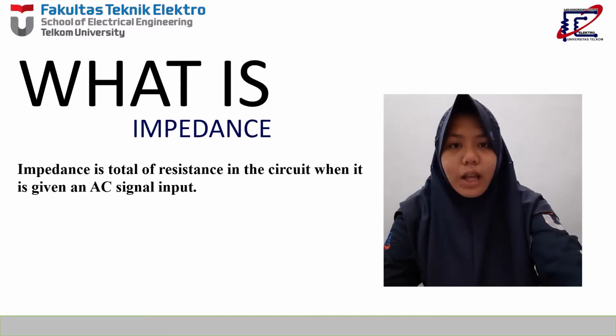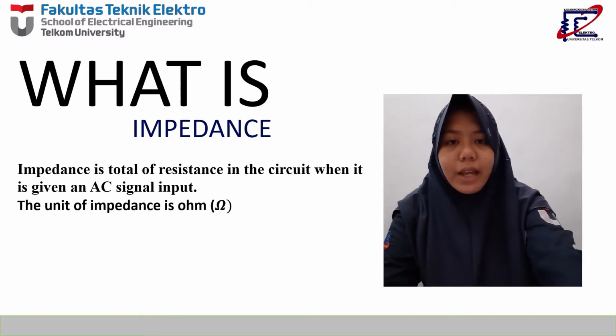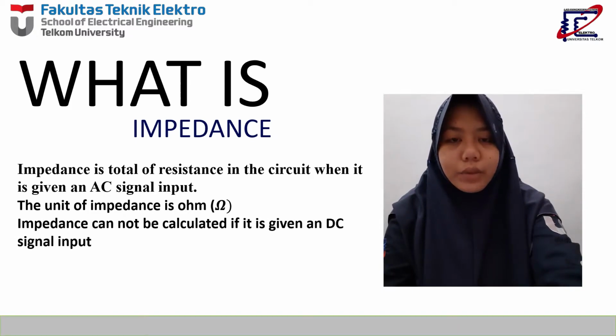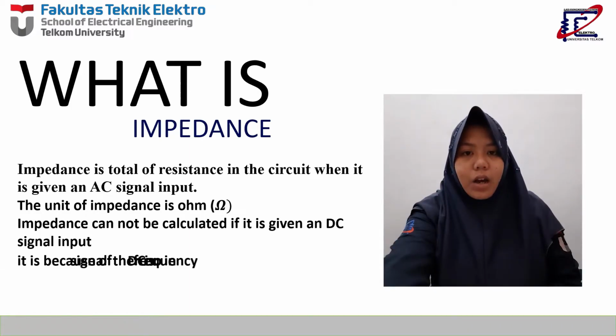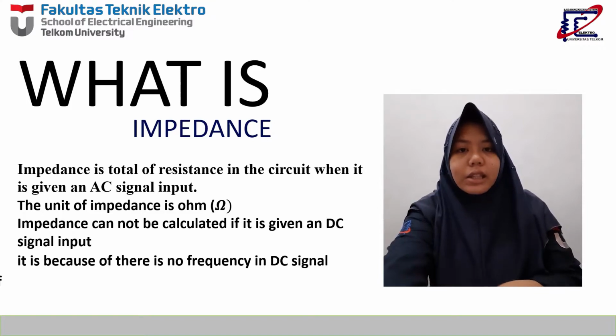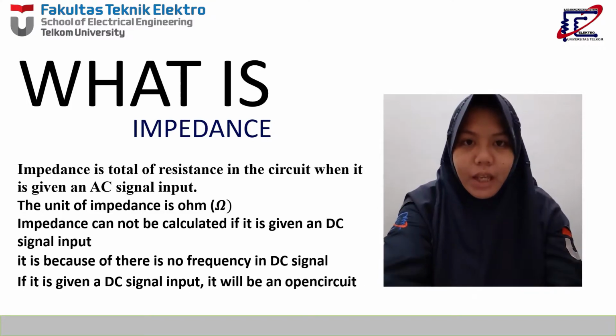Impedance is the total of resistance in the circuit when it is given an AC signal input. The unit of impedance is ohm. Impedance cannot be calculated if it is given a DC signal input, because there is no frequency in a DC signal. If it is given a DC signal input, it will be an open circuit.